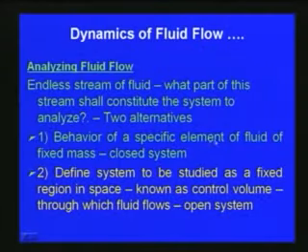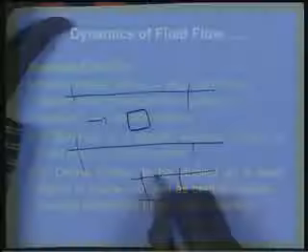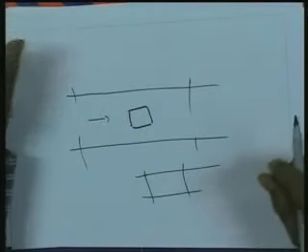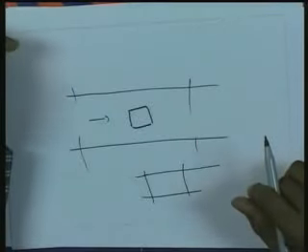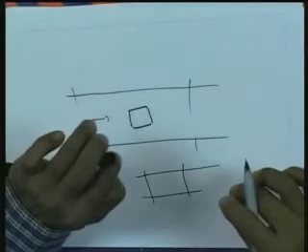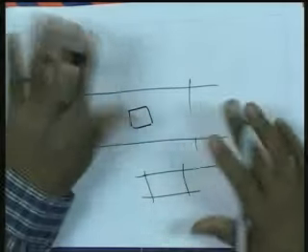So we have two alternatives generally. First one is we can see the behavior of a specific element of fluid. Here if you consider this particular element, what happens, that is one approach. So the behavior of a specific element of fluid of fixed mass, that means generally we will be considering a closed system, just like a pipe, what happens. That is one way of approach. Within that fixed mass, what happens with respect to fluid motion.